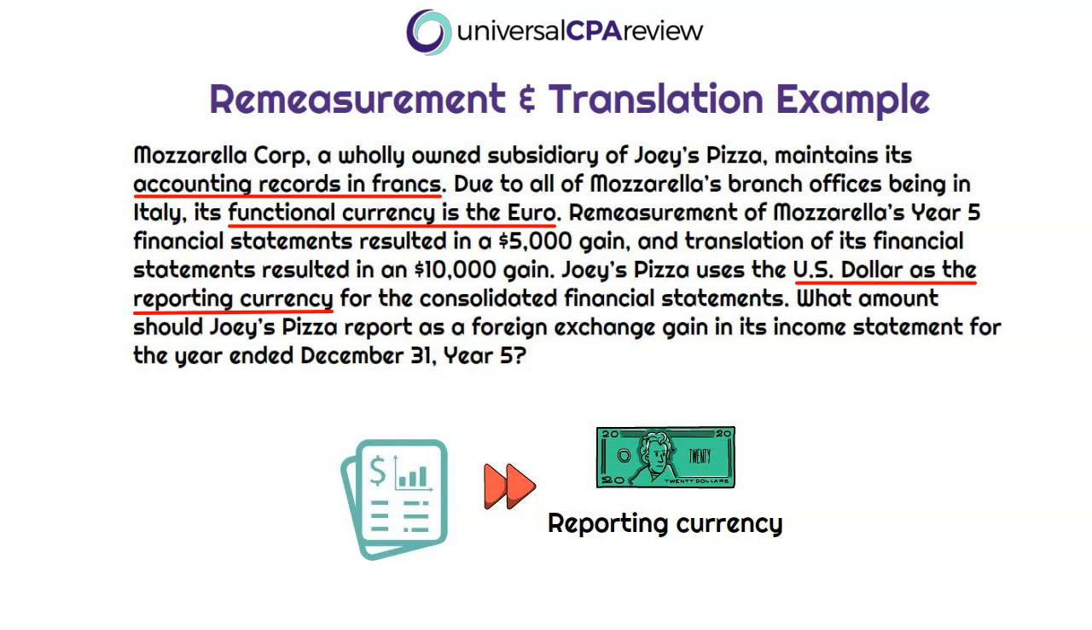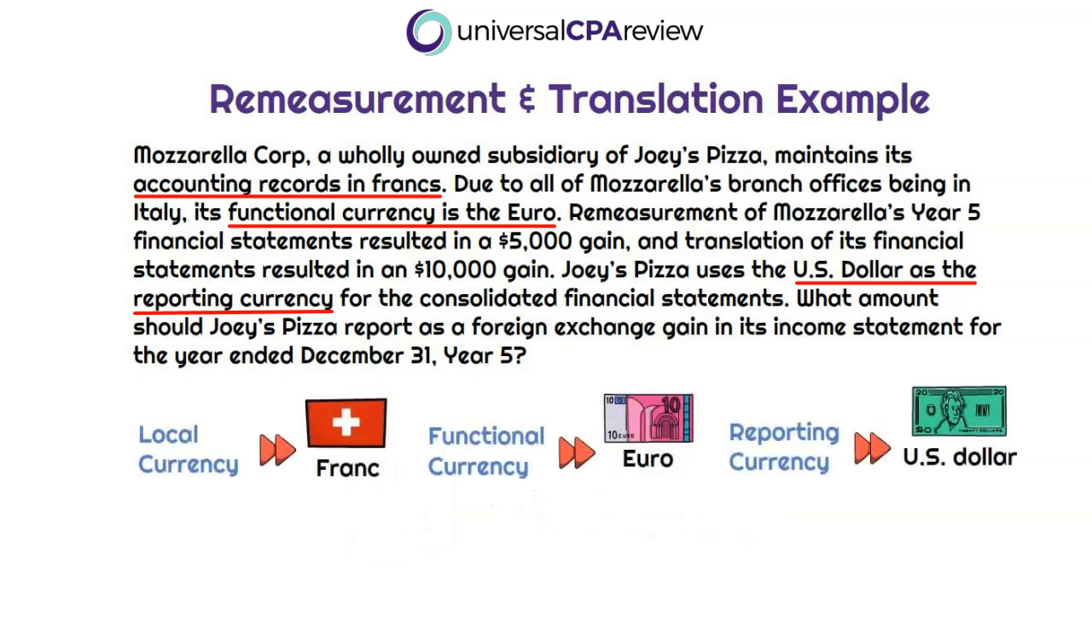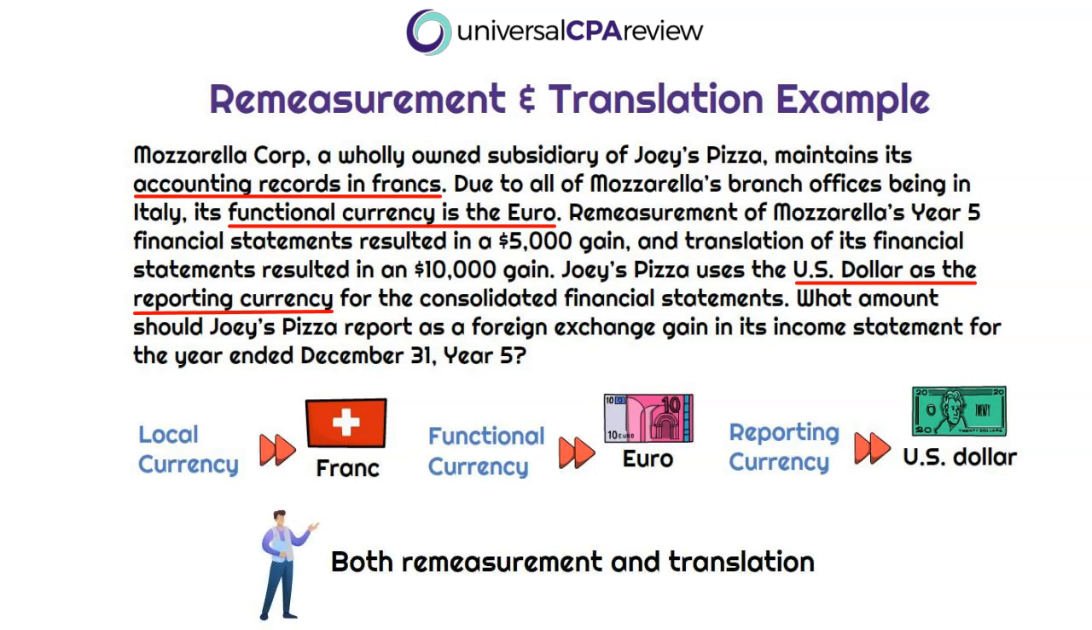So again, we know that the reporting currency is now the US dollar. If we look across the board here, we see that the local currency is the Swiss franc, and then the functional currency for Mozzarella Corp is the euro. The reporting currency for Joey's Pizza's consolidated financial statements is now the US dollar. So we have three different types of currencies. That means we're going to have to apply both the remeasurement and translation, the two-step approach, to get the subsidiaries' accounting records in US dollars for consolidation.